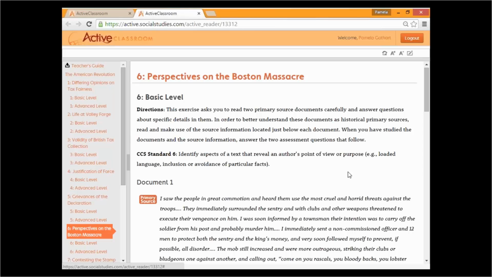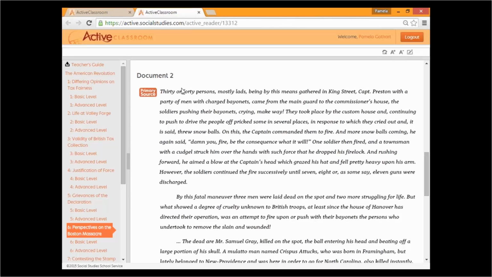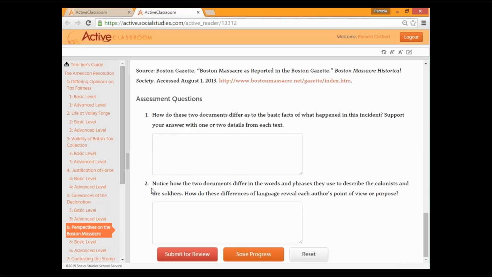A great opportunity for students to engage with the text with a very clear purpose in mind. They're going to be reading 2 primary source documents and really looking for what is the author's point of view or the author's purpose for this reading. So we have primary source document 1 and primary source document 2, and then 2 questions specifically tied to Common Core Standard number 6, looking at what is the author's point of view. So a great way for students to interact with text. And again, even within the reading, we can differentiate based on an advanced level and a basic level.